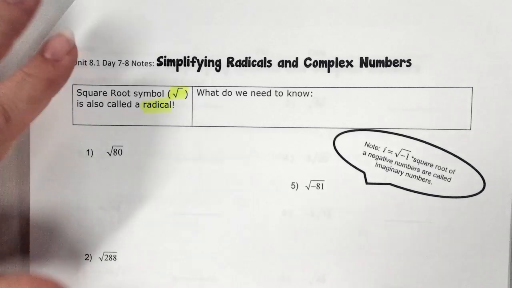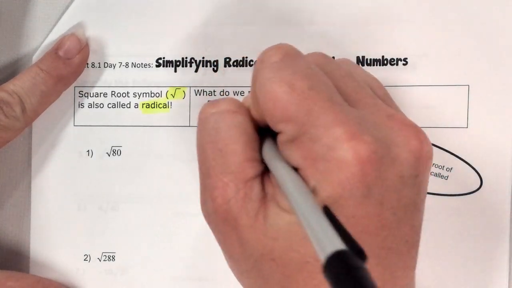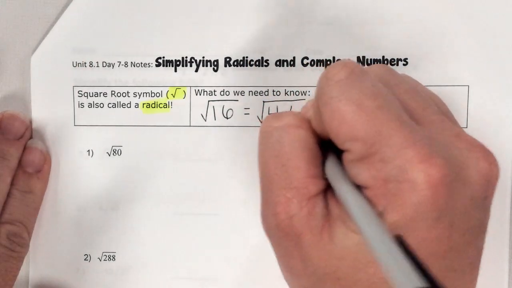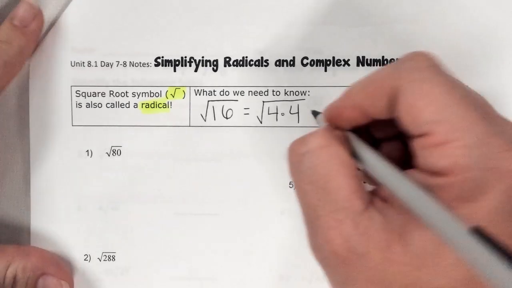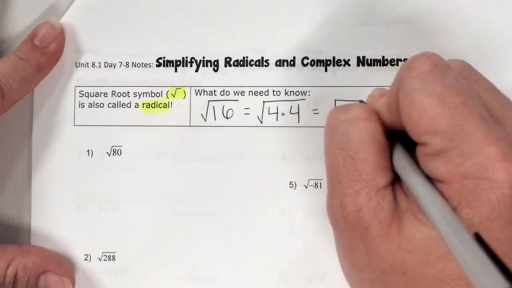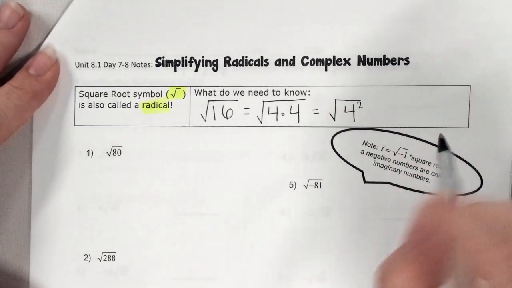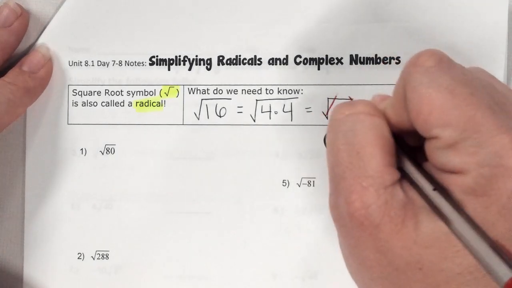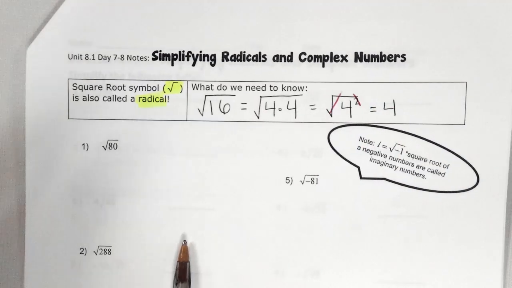So what we need to know is that if I take the square root of 16, I can rewrite that as the square root of 4 times 4. Okay, and then I can rewrite that as 4 squared. Well, what does a square root do to a squared? Cancels. This cancels that, and I'm left with 4.